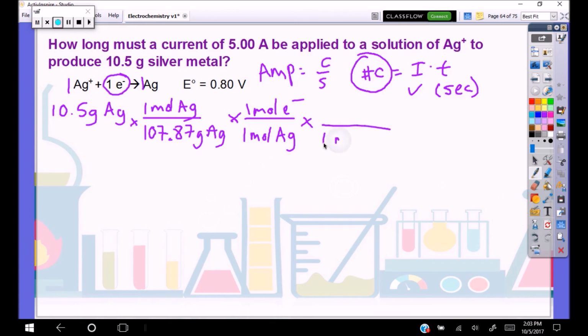I know that 1 mole of electrons is equal to my Faraday's constant, 96485 C. That is your coulombs. And we can go through and do that math, and I'll even cross things off for you. Grams cancel, moles cancel, moles cancel, moles of electrons, and we'll be left in coulombs. So let's go through and do that in our calculator.